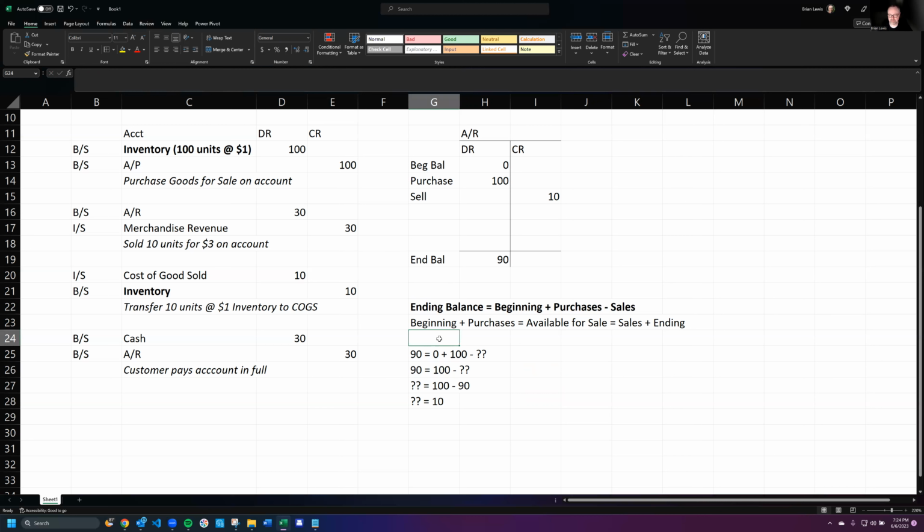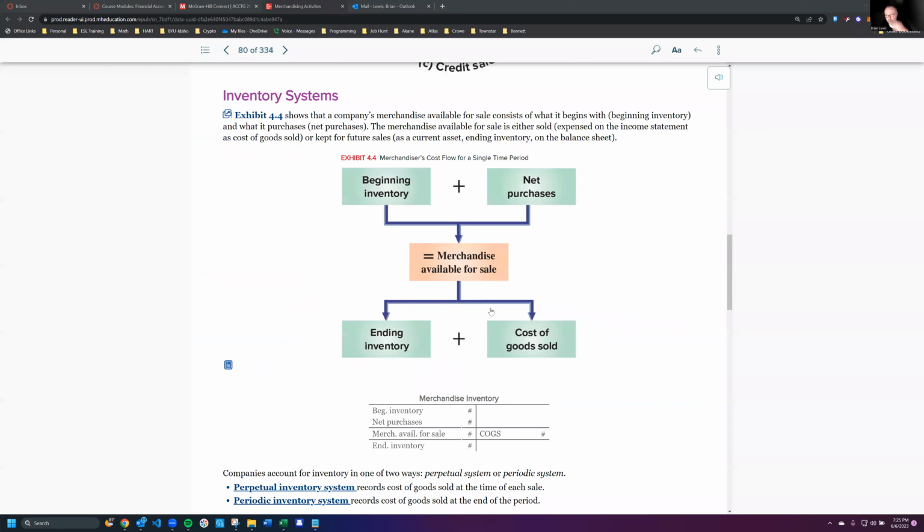But you could also do beginning balance, plus purchases. We'll simplify this other one, minus sales, equals ending. Okay, another way of looking at it. So there's lots of different ways of looking at this formula, but you need to make sure you understand the basis of it, okay? Because they're going to test you on this component over and over and over, okay? So you need to understand how inventory is built up and then reduced.